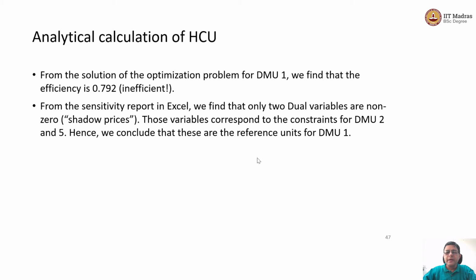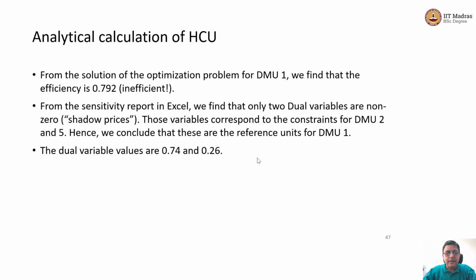And those dual variables correspond to DMU2 and DMU5, and therefore we conclude that those are our reference units for DMU1. The dual variable values that we are carrying forward from that optimization solution were 0.74, which corresponded to DMU2, and 0.259, which I have rounded off and written as 0.26, which corresponded to DMU5.